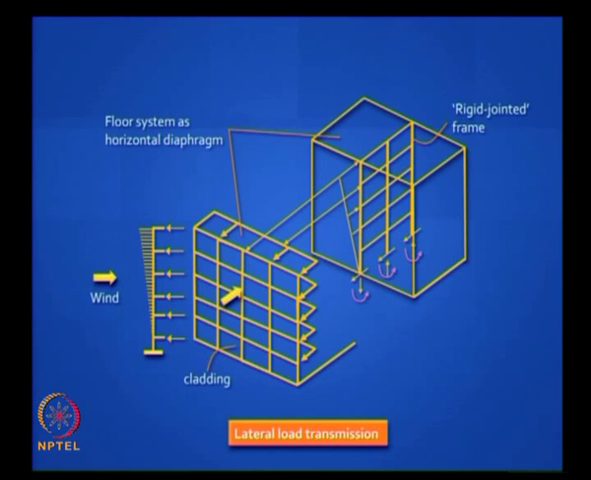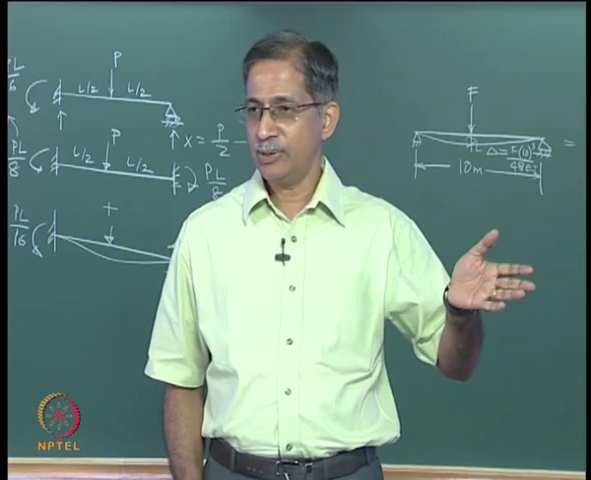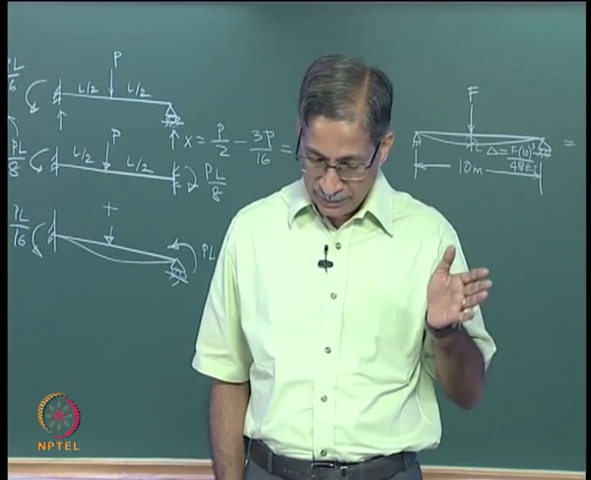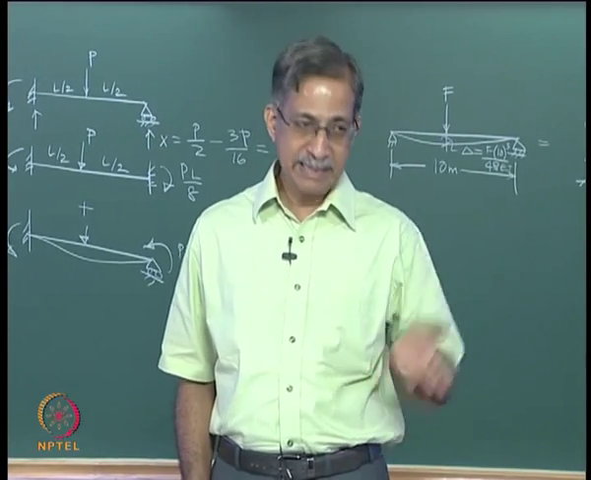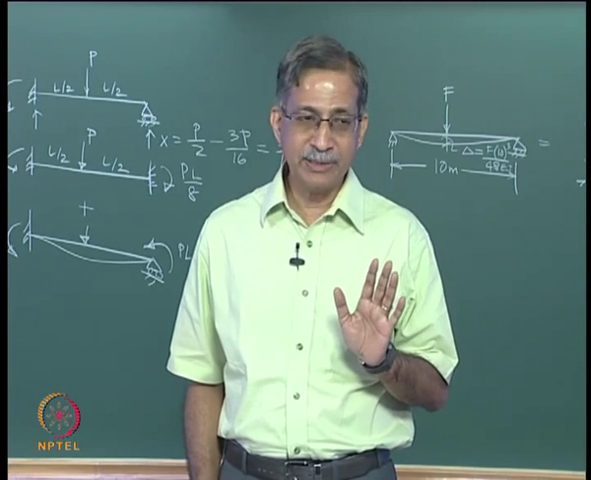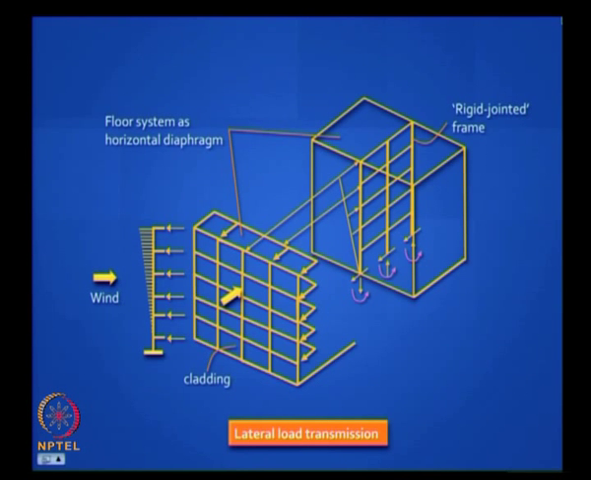How do you do horizontal load transfer? Let's say wind is acting on the face of the building. You have cladding which will come in the way of the wind velocity. So there's wind pressure. You can calculate the wind force. The wind pressure will increase with the height of the building. Let's say you can work out those pressures, and you can find out the force acting in an isolated frame at every floor level.